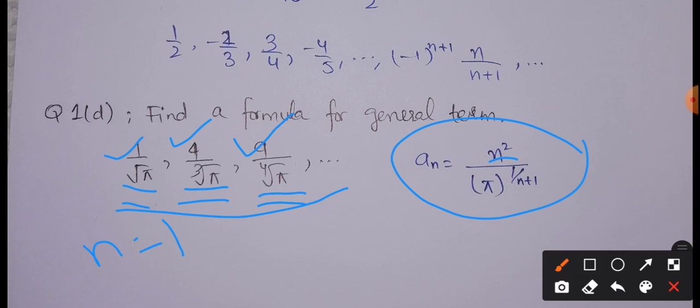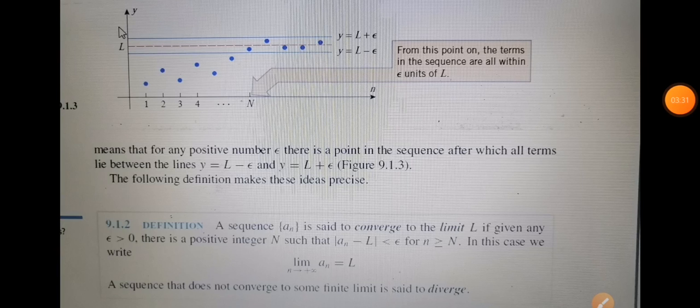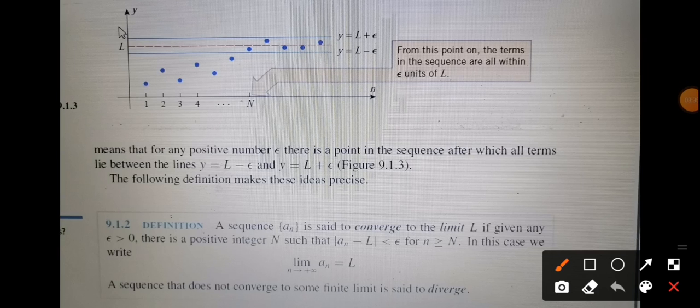So here is the general term for the given sequence. The next definition is for the convergence of a sequence. A sequence a_n is said to converge to a limit L if, given any epsilon positive. Now epsilon positive means it is a very small positive number. It could be 0.01 or 0.001 or 0.00001.